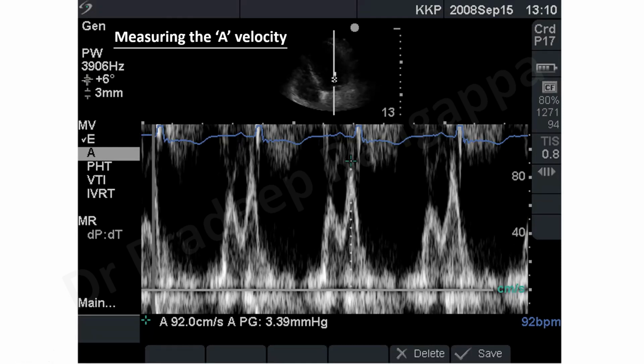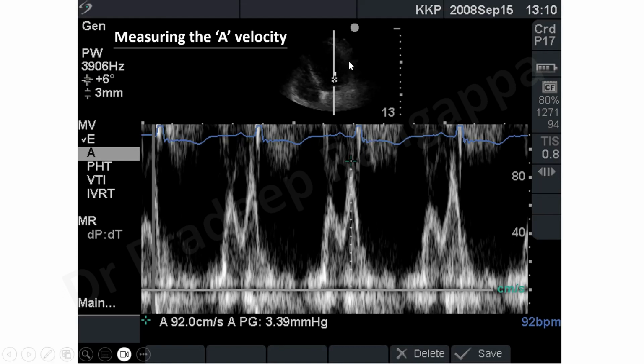Most of the echo machines automatically capture this: once you keep the probe on E and A, E by A is automatically calculated and displayed on the screen. I'll show you a video which we have captured of how we practically do this. It's very, very simple. It will only take around 2 minutes to do this diastolic function assessment.